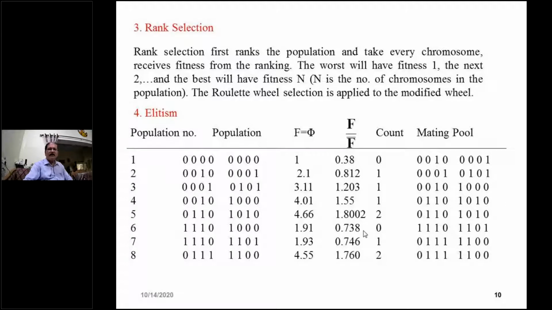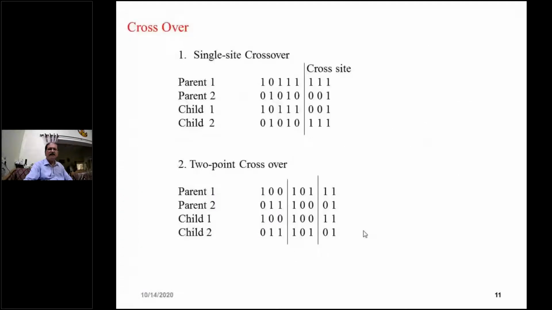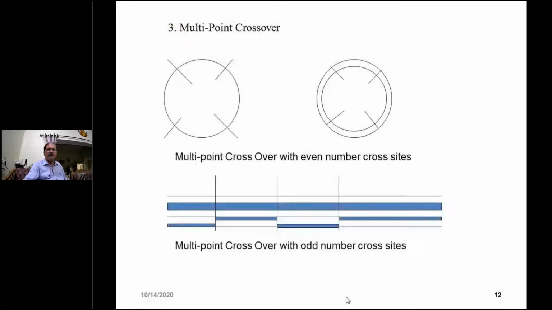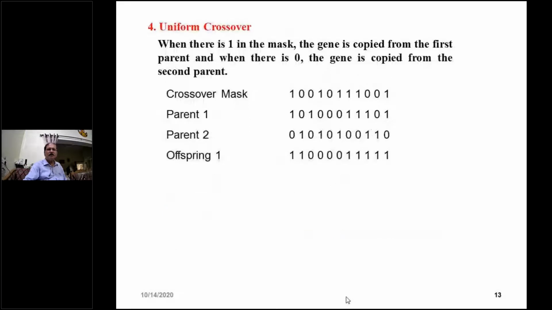And there are many more types of selections. Rank selection is another method of selection, and these are the crossovers. We select a crossover site and exchange the information. This is a single site crossover, this is 2-point crossover, this is multi-point crossover. So many types of crossover are there, and this is a uniform crossover.